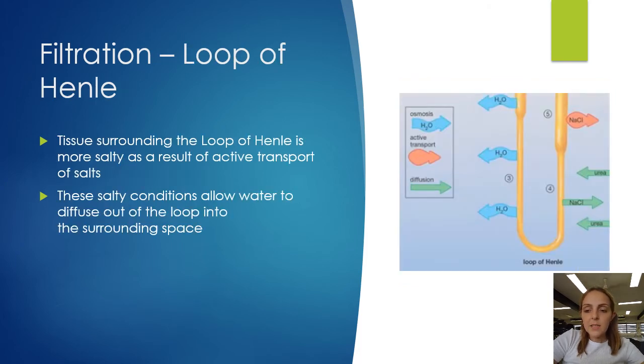Now, the loop of Henle is that low loop that we see at the bottom of the nephron. And this is where we see some interesting things with osmosis, active transport, and diffusion happening. Now, if we have a look at our tubule, we spoke in the last slide about how salts get reabsorbed at the proximal tubule. And that means that the tissue surrounding our loop of Henle is more salty than inside the tubule. And that's because of that active transport that happened in the last step. Because of those salty conditions, that's going to allow water to diffuse out of the loop of Henle and get reabsorbed back into the body.